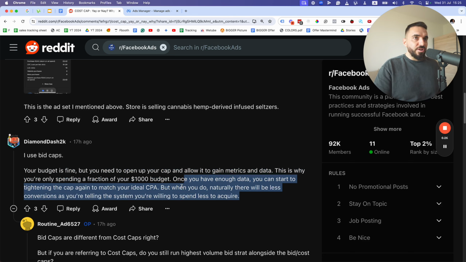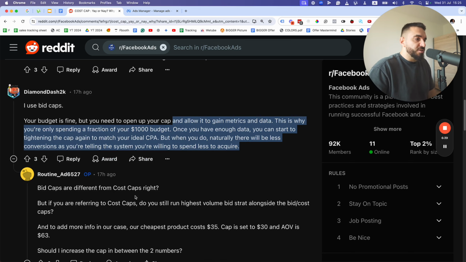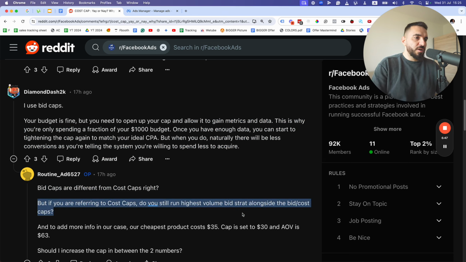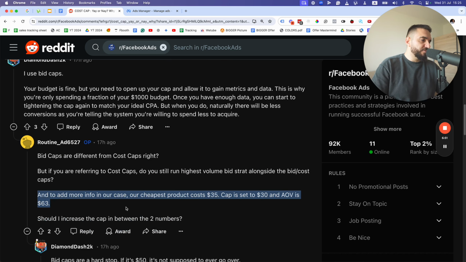Cost cap makes a lot of sense if you're not getting a lot of data. So once you have data, once you get decent conversions, what makes sense for you would be to start increasing the cost cap. Bid caps are different from cost cap, right? But if you're referring to cost caps, do you still run highest volume bid strategy alongside the cost caps, and add more info in your case?